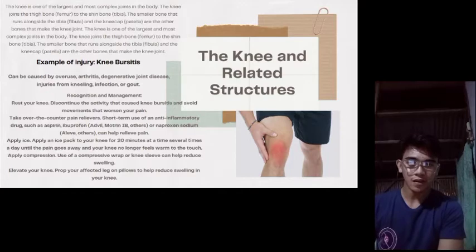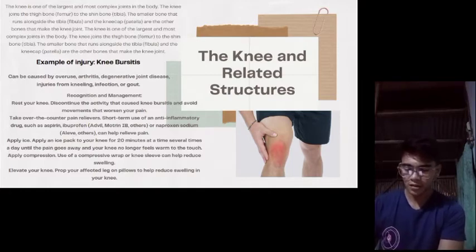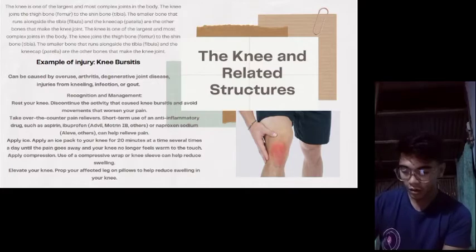It can be caused by overuse, arthritis, degenerative joint disease, injuries from kneeling, infection, or gout. Knee bursitis is the inflammation of the small fluid-filled sac, or bursa, situated near your knee joint. Bursae reduce friction and cushion pressure points between your bones and the tendons, muscles, and skin near your joints. Any of the bursae in your knee can become inflamed, but knee bursitis most commonly occurs over the kneecap, or on the inner side of your knee below the joint.